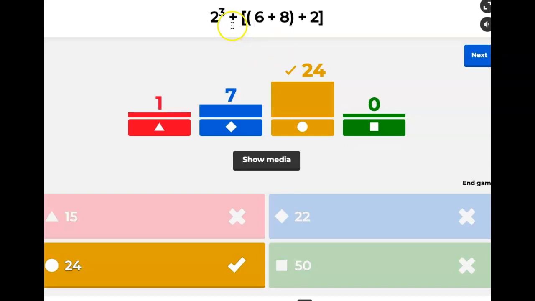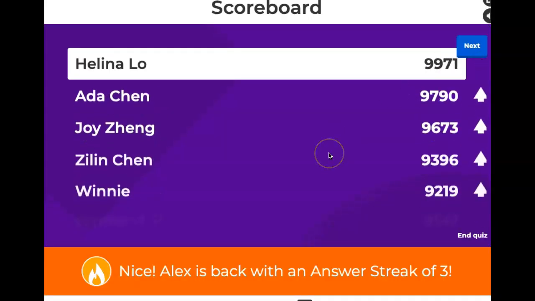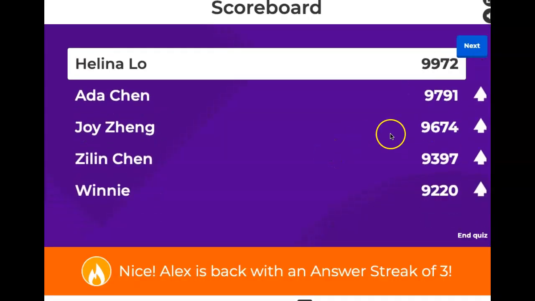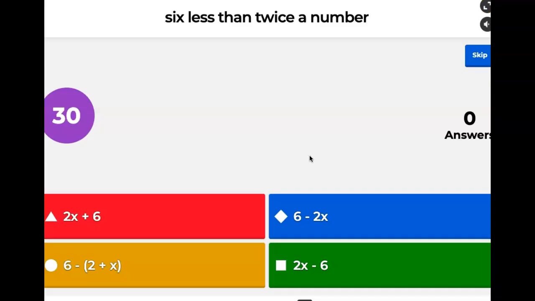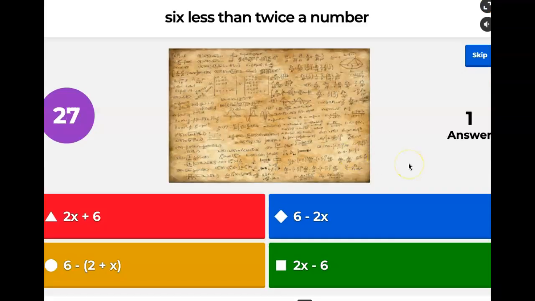If you notice, all of them are addition. So that is 2 to the power of 3. That is not 6. That is 8. Plus 6 plus 8 plus 2 is 24. I think you guys think that is 6 plus 6 plus 8 plus 2. Right? So don't fool around. Next question. Helena is still there. Oh, Raymond, where are you? Ada took your spot. All right, next question. Question 12. 6 less than twice a number. Pick one.